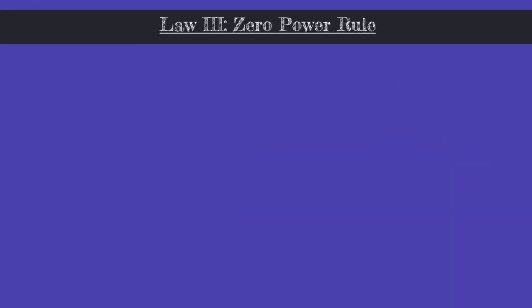Next, we have the zero power rule. And this rule is one that I really like because it's very quick at simplifying expressions or equations when you identify it. So what this rule says is anything to the power of 0, in this case x to the power of 0, is equal to 1. So if I have y to the power of 0, that's also equal to 1. Or if I have a number to the power of 0, let's say the number 10 to the power of 0, it's going to be equal to 1 as well.